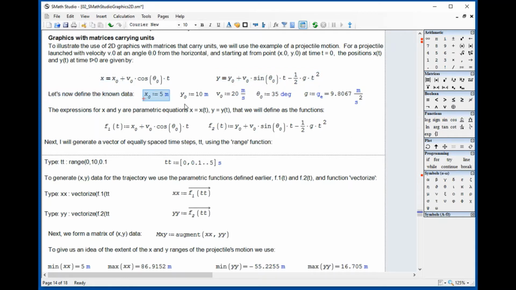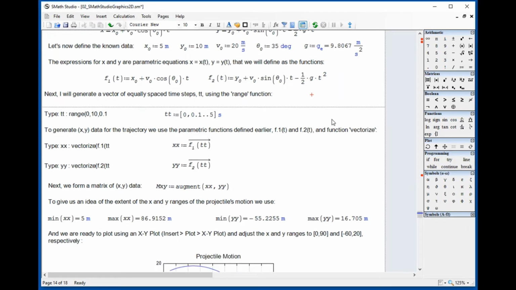We have the initial position, initial velocity with initial inclination, and gravity given by the standard constant available in the units of the SMAT Studio. If I type g.e equal, I get this constant as part of the SMAT Studio, and I have assigned it to the variable g here. And then I'm going to define a function f1 of t corresponding to the x, and then a function f2 of t corresponding to the y.